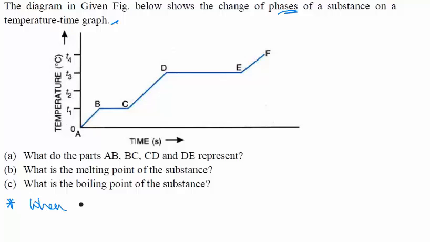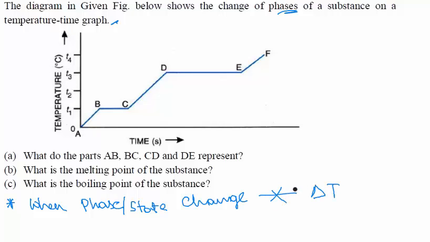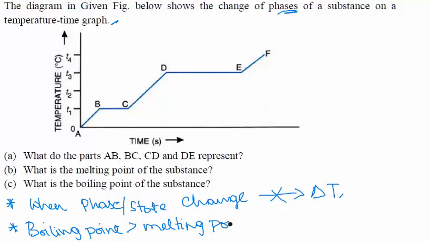When there is a phase change, when the state is changing, there is no change in temperature, delta T. There is no change in temperature. And one more point: the boiling point of a substance is always greater than the melting point. And when there is no phase change, temperature will increase continuously along with time.